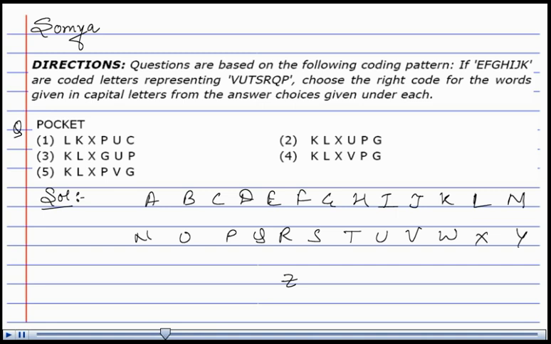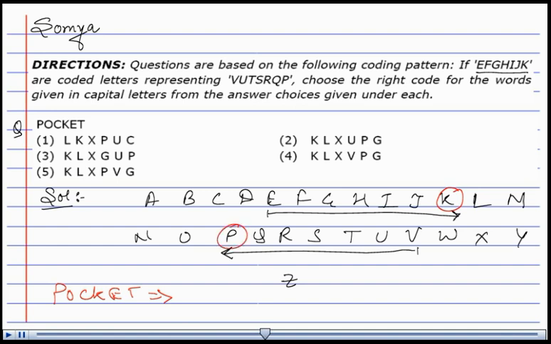Now, in the previous question, I explained the pattern that has been followed here. If the coding pattern is E, F, G, H, I, J, K, that is from left to right, then the answer would be from V in the opposite direction up till P. In a similar fashion, let's check out the word POCKET. For the letter P, here we can clearly see the letter that follows is K. So, the first alphabet would be K. So, option number 1 is incorrect.